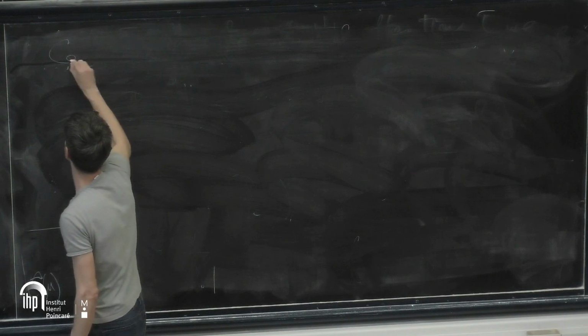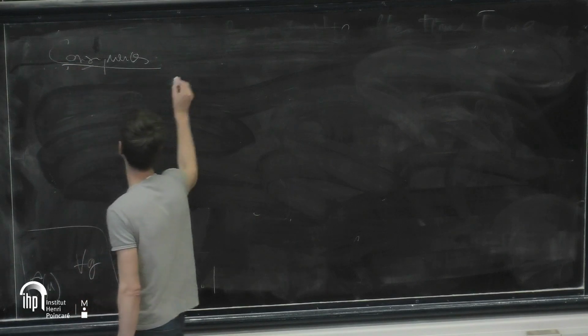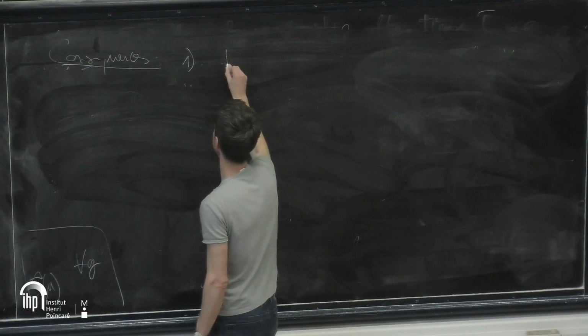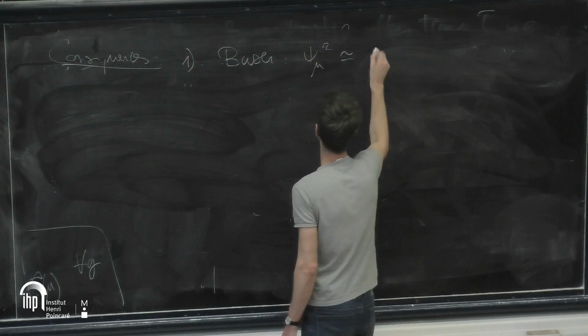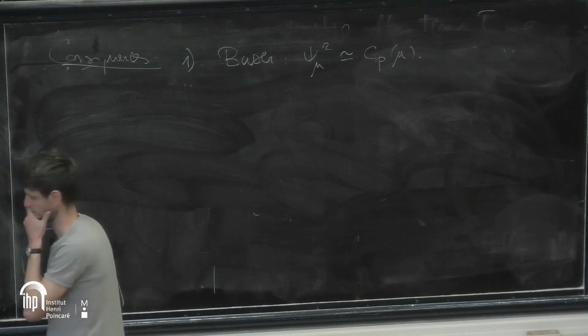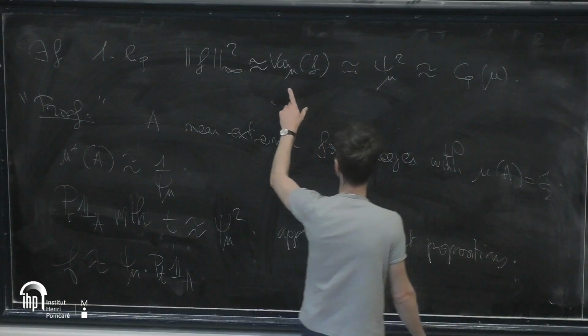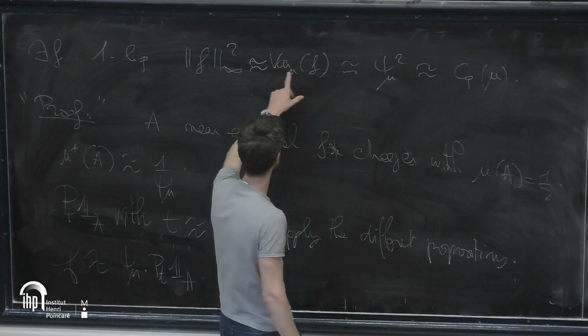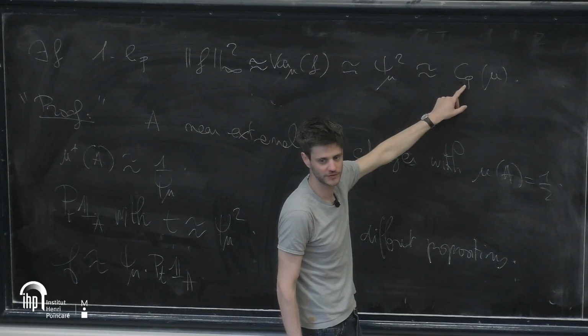So let me just finish with some consequences of this result. So we get the Buser result: psi of mu squared is about the Poincaré constant of mu. But actually we get much more, because you see, I have a 1-Lipschitz function whose variance is about as large as the Poincaré constant.